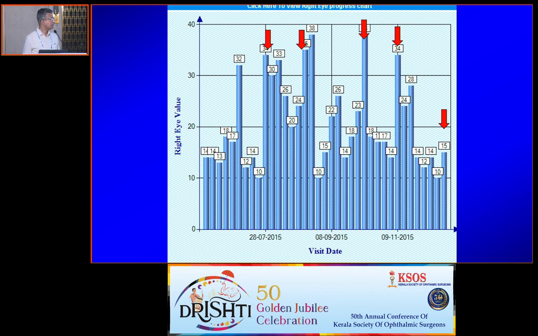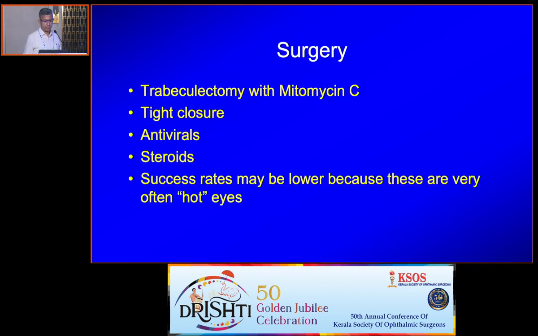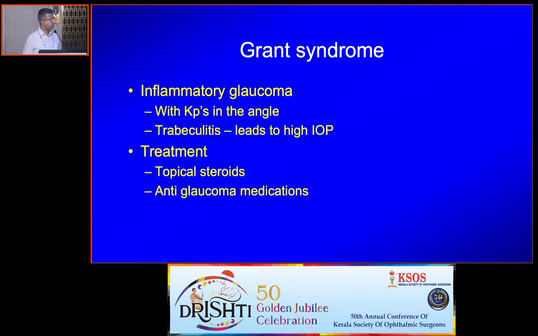So if you're doing a surgical intervention in these patients, it's worthwhile to actually do a TAP at that point in time. And surgery is basically similar to everything else, except that you tend to tie them down tight, just like with any other uveitic glaucoma, and you tend to be a little bit more aggressive on the steroid because these are hot eyes. Now, Grant syndrome is again very rare, and it's primarily an inflammatory glaucoma.